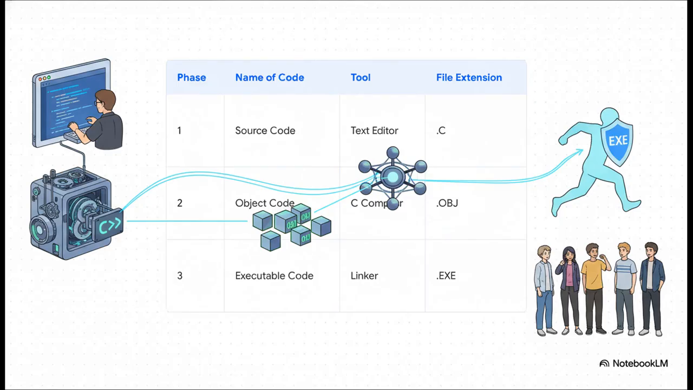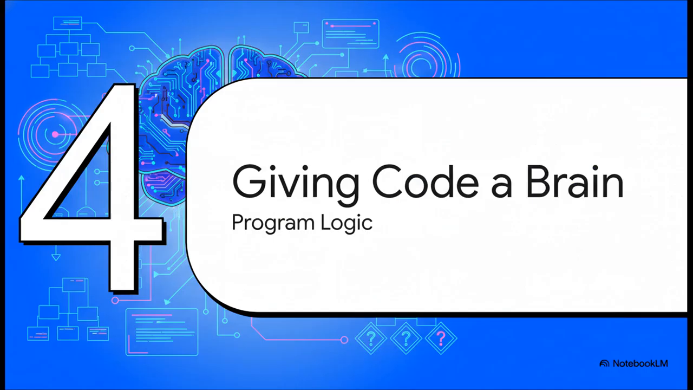And this table gives you a super clear picture of that whole transformation. See? We start off by writing our source code in a text editor, which creates a file ending in .c. Then, the compiler crunches that into a .obj file. That's the object code. And finally, the linker bundles everything up into a .exe file, the actual program you can double-click and run.